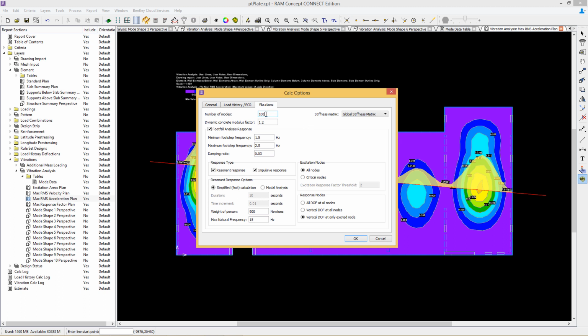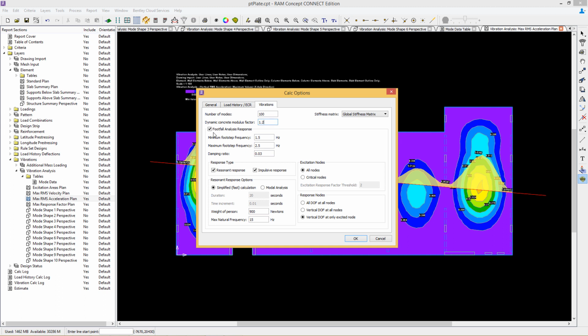This is just the number of modes we're calculating. You really want to make sure that if you have a lot of low frequency modes, you're calculating enough modes to capture all the resonant response. So that's important. 100 modes should normally do that fairly easily. There's a dynamic concrete modulus factor, and this is really just to account for the fact that in vibration or dynamic calculations, the modulus of elasticity of concrete is typically higher than it is in a static. So it's just a modifier, and a 20 to 25% increase here is a typical value. So 1.2 is a good value for that factor.